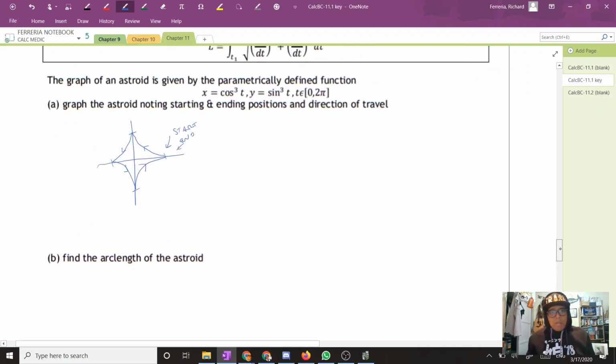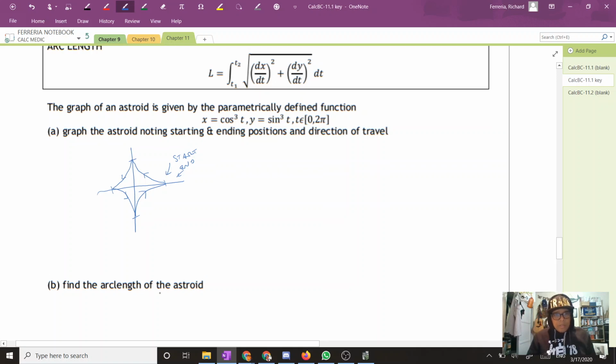Number 2, find the arc length of this asteroid. Okay, so for our arc length, we're going to need x prime and y prime. So x prime is equal to 3 multiplied by cosine squared t multiplied by the derivative of cosine, which is negative sine t. Y prime is going to be equal to 3 times sine squared t multiplied by the derivative of sine t, which of course is cosine t.